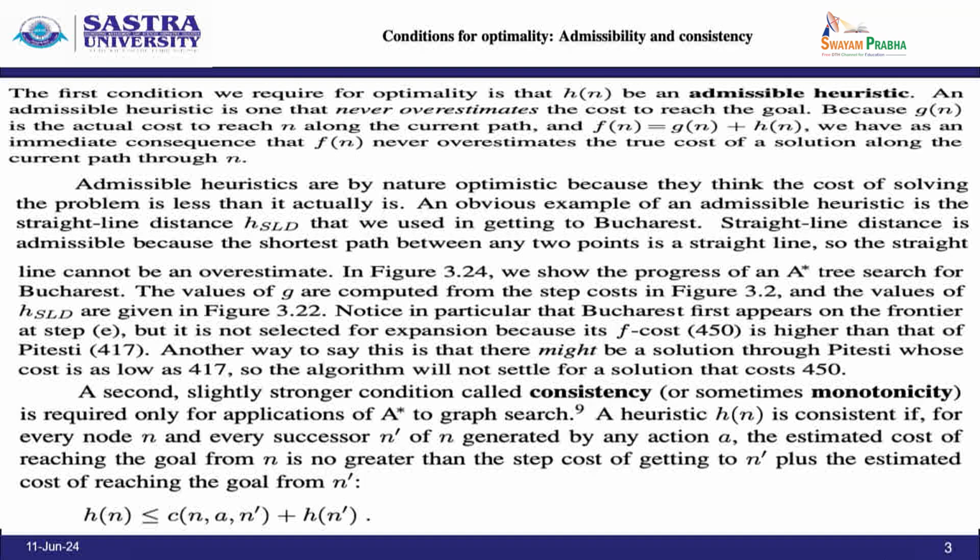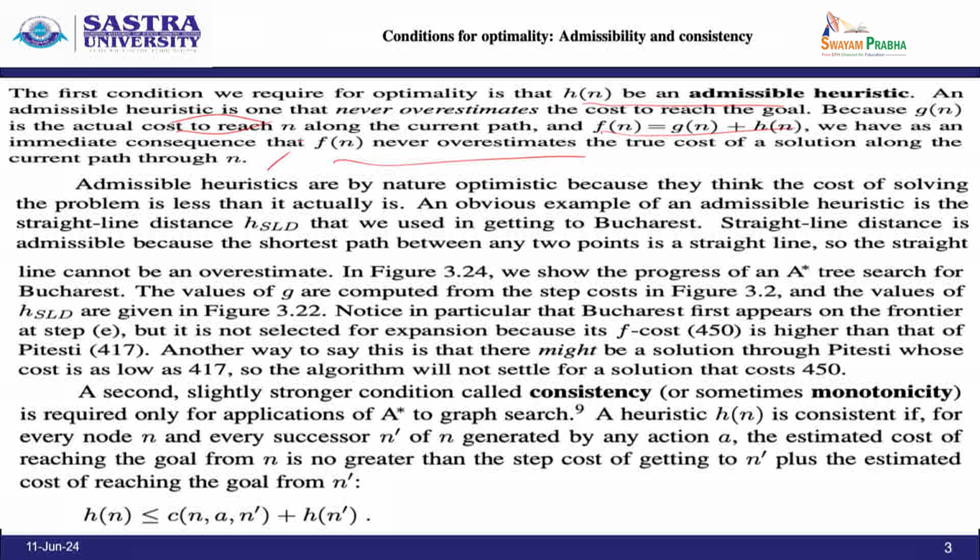Now we are going to identify the conditions of optimality, called admissibility and consistency. The first condition we require for optimality is that h of n be an admissible heuristic. An admissible heuristic is one that never overestimates the cost to reach the goal. Because g of n is the actual cost to reach n along the current path, and f of n equals g of n plus h of n, we have as an immediate consequence that f of n never overestimates the true cost of a solution along the current path through n.